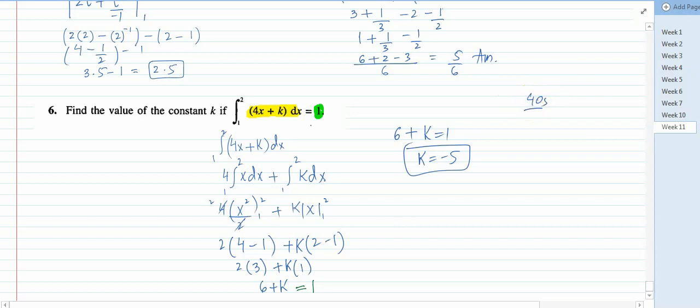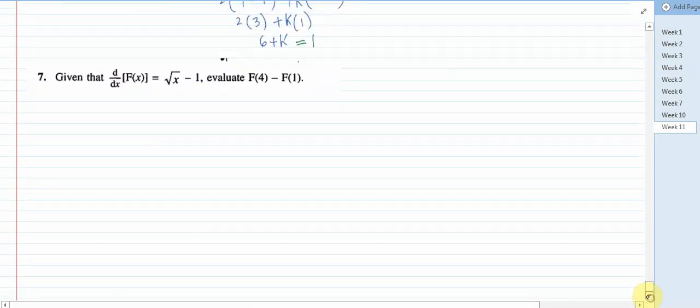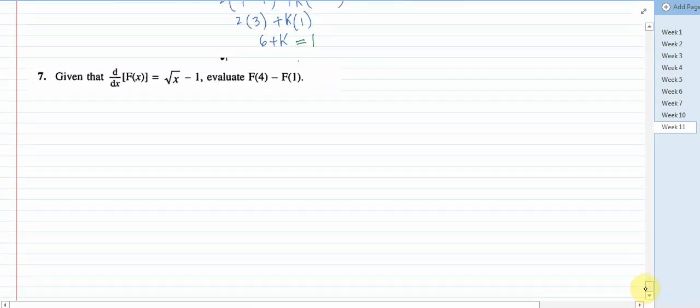Moving towards the next question, that is question number 7. Given that d by dx of f of x is equal to under root x minus 1, evaluate f of 4 minus f of 1. First we need to understand the question, what is given. It's given that d by dx of f, and what is asked is f of 4. That means I need to eliminate the sign of d by dx, and for this part, d by dx of f of x is equal to under root x minus 1, right?